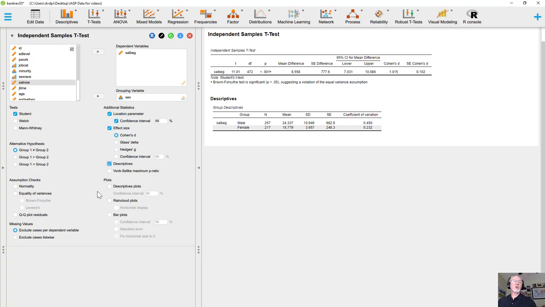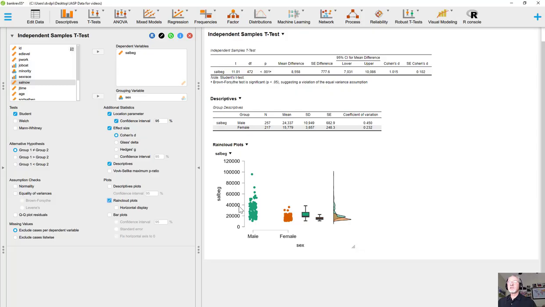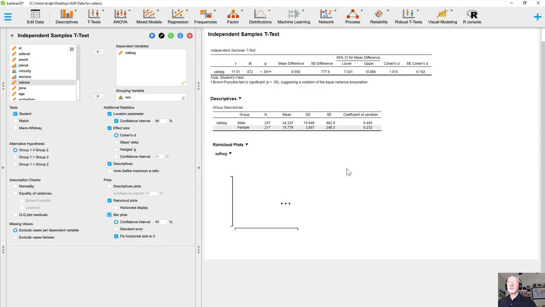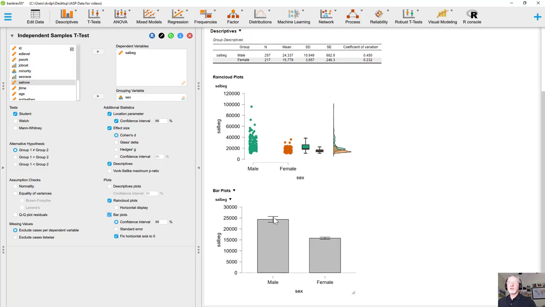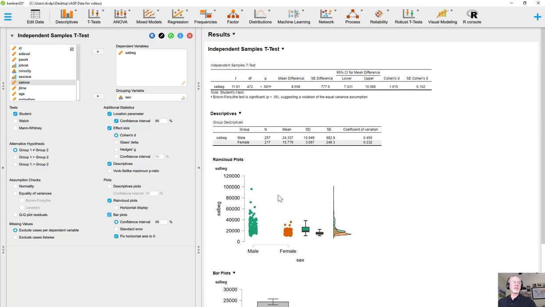Okay, now we're going to do some raincloud plots to see those differences. And we can see that the distribution does not look normal. The male salaries are very spread out compared to the female salaries. Can do bar plots. And here we see our estimate of the male salaries is around $25,000, somewhere in that standard error, and the females is somewhere in the $15,000 range. Okay, so that gives us some visuals for what we're finding.